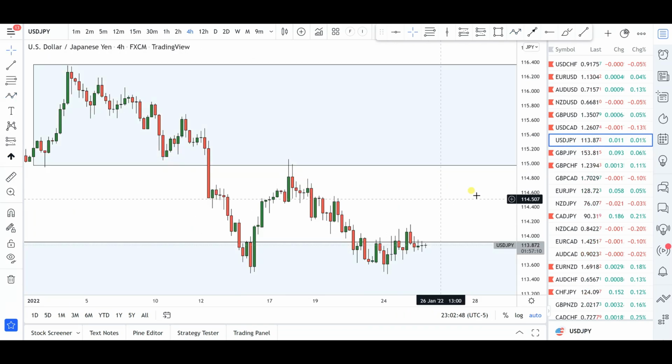I don't really have anything here, so I'm not going to waste your time. You can see price is pretty much just ranging. We are not going anywhere, so I would not waste your time there.